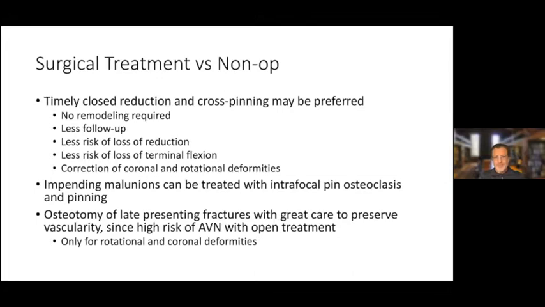Impending malunions can also be treated with intrafocal pin osteoclasis, as has been shown to us by Peter Waters and Don Bay, and then the osteotomy of late presenting fractures with great care to preserve vascularity. There's a high risk of AVN with any open treatment. And I would suggest to you that this is only for rotational or coronal deformities that are symptomatic.